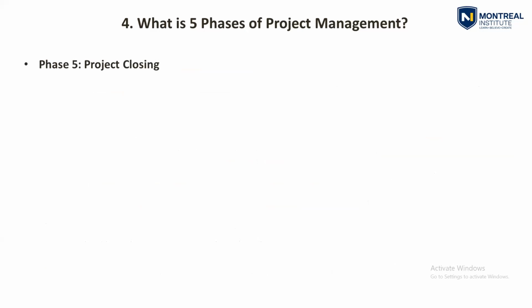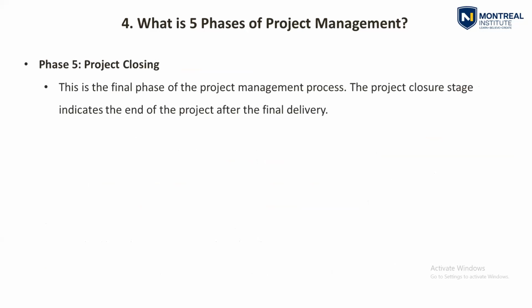So we will move on to phase 5, that is project closing. This is the final phase of the project management process. As mentioned in PMI, project closing will be your last phase. The project closure stage indicates the end of the project after the final delivery. After you complete the project, you will start handing over the project. So that is the project closing phase.